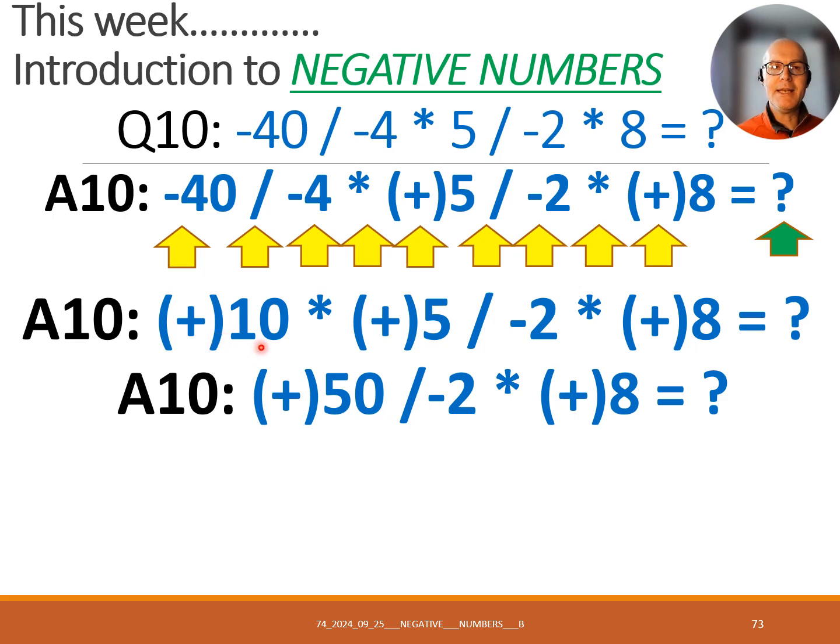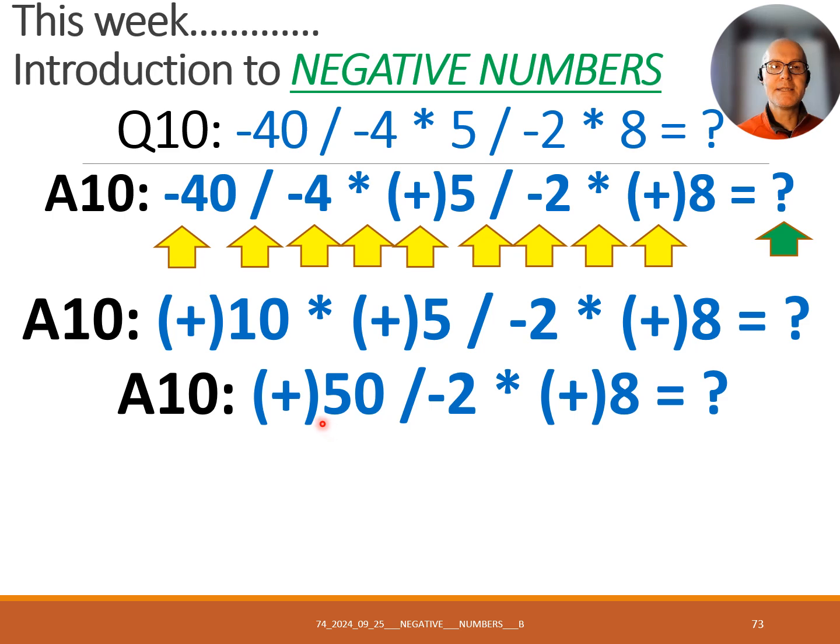Positive 10, which was the result of negative 40 divided by negative 4, times the next number in the sequence via BODMAS, is positive 5. Positive times positive is going to be a positive answer. Positive 10 times positive 5 is positive 50. Then just write the rest of the equation back down again to show your working.